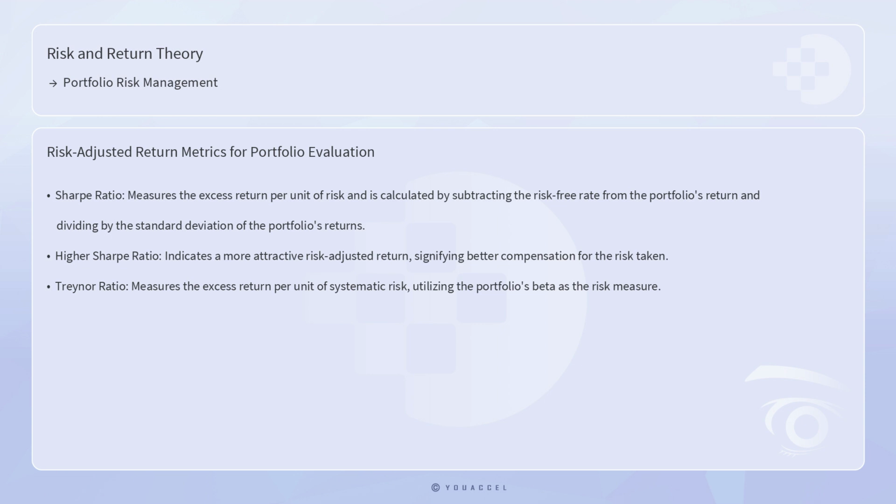Similarly, the Treynor ratio measures the excess return per unit of systematic risk, using the portfolio's beta as the risk measure. These metrics help investors assess whether they are being adequately compensated for the risk they are taking.